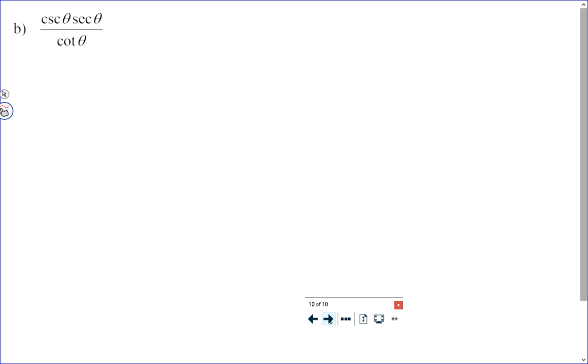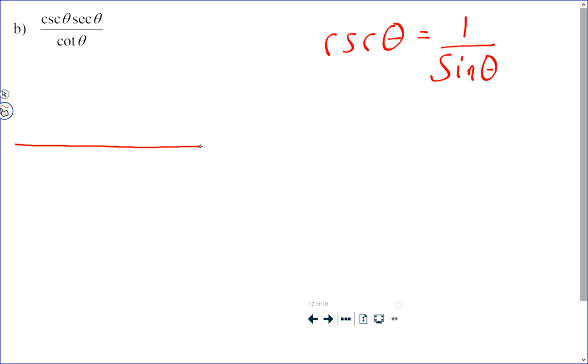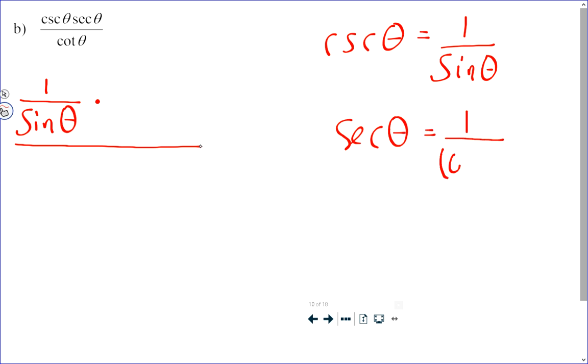Well, we're going to write everything in terms of sine and cosine. So we have a large fraction, and on the top of the fraction we have cosecant of theta. Well, cosecant of theta is 1 over sine of theta. So I am going to replace the cosecant with 1 over sine of theta, multiplied by secant of theta, which is 1 over cosine of theta. How do I know these things? They're on my formula sheet. So I can replace secant with 1 over cosine of theta.